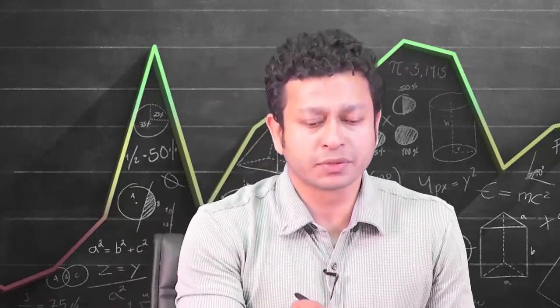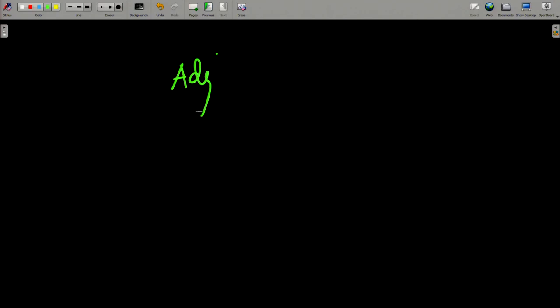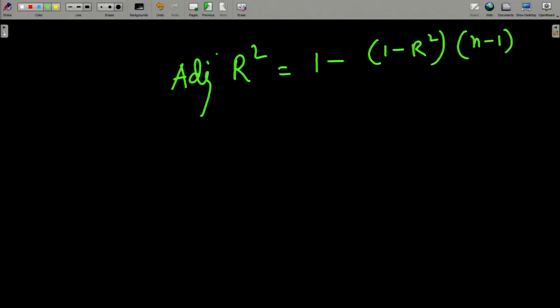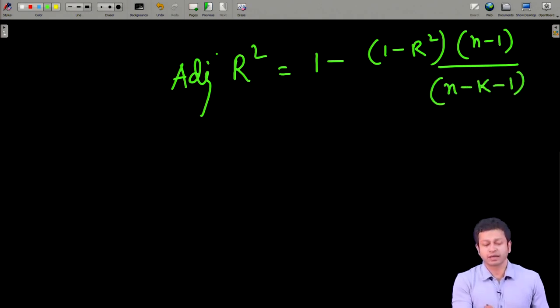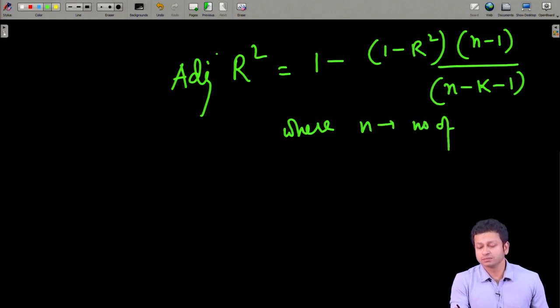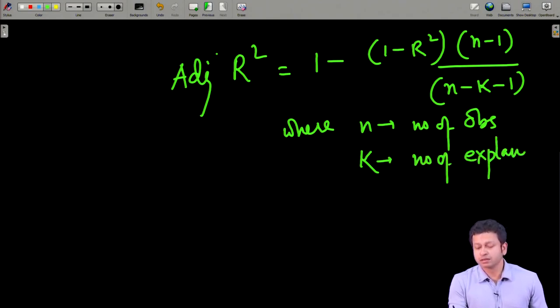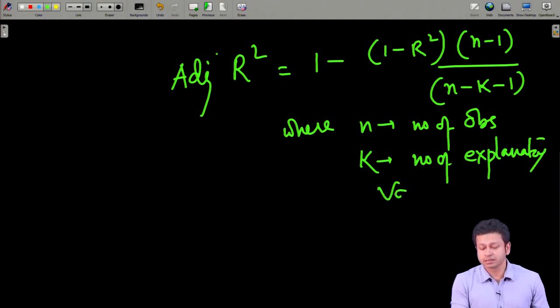So, we use this formula: adjusted R square is equal to 1 minus (1 minus R square) times (n minus 1) divided by (n minus k minus 1), where n is the number of observations and k is the number of explanatory variables.